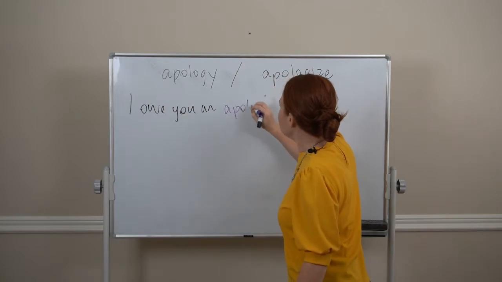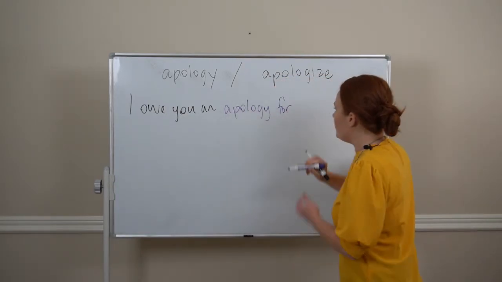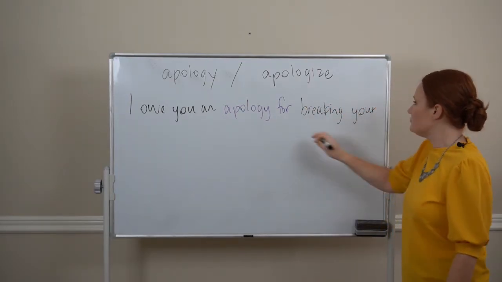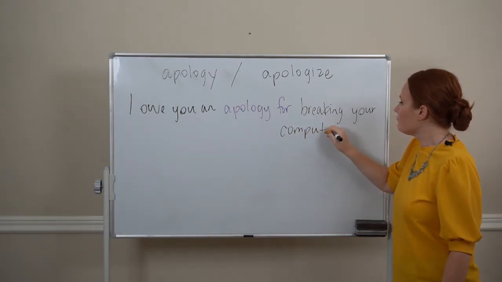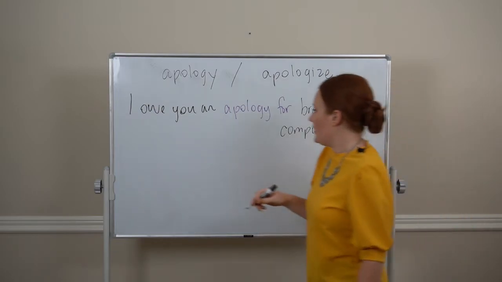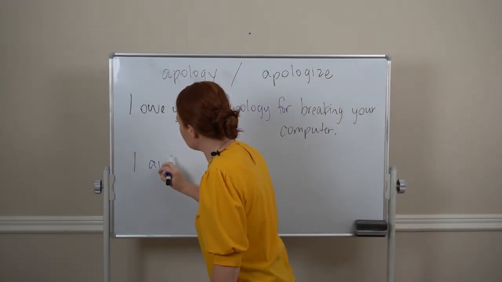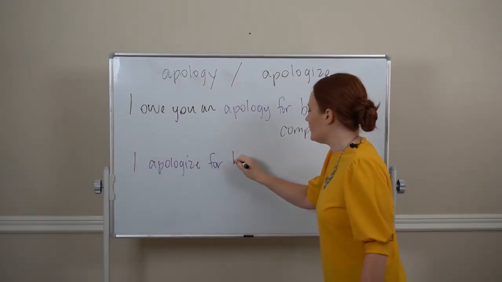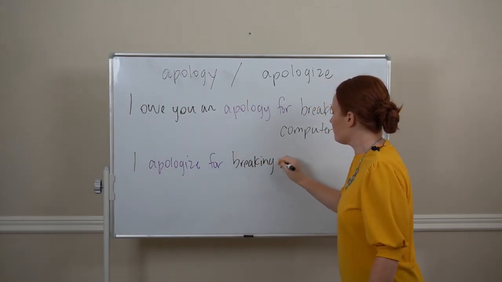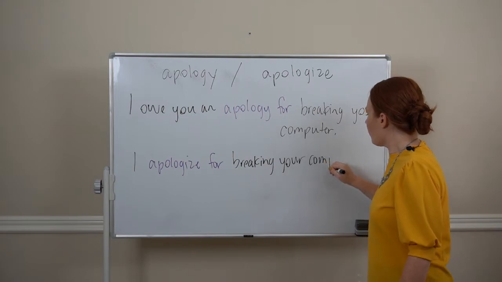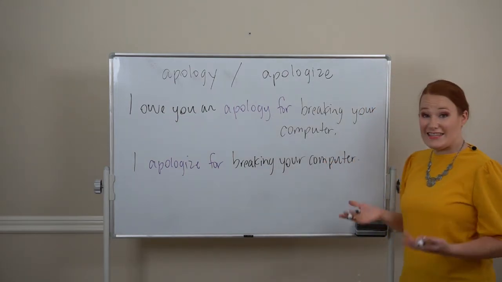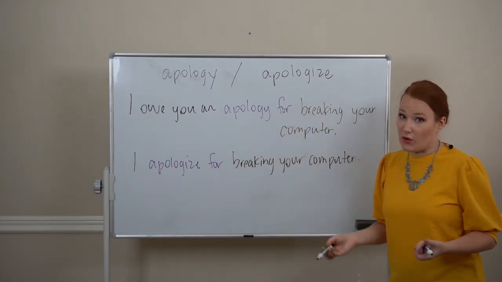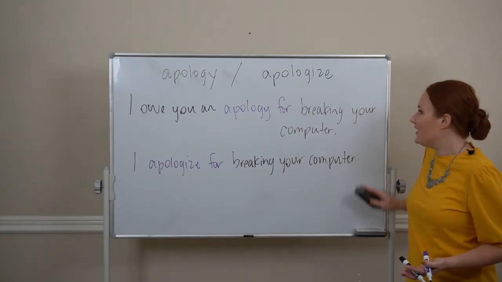an apology for breaking your computer. Or I can use the verb form and say, I apologize for breaking your computer. So in this case, the noun form and the verb form use the same dependent preposition of for. But that's not always the case.